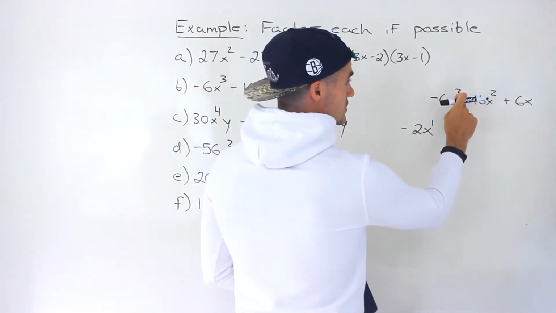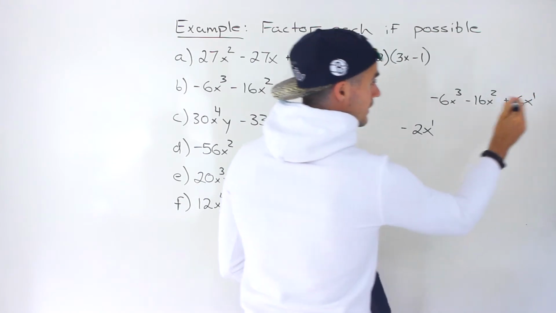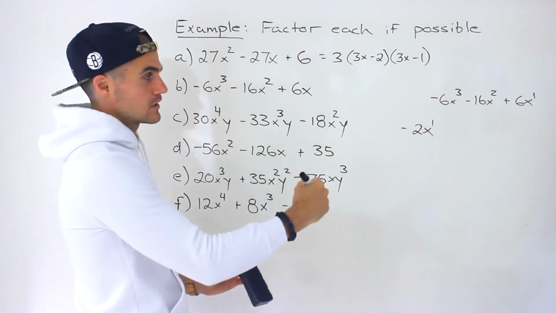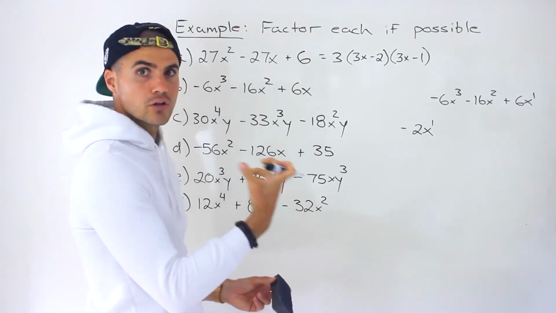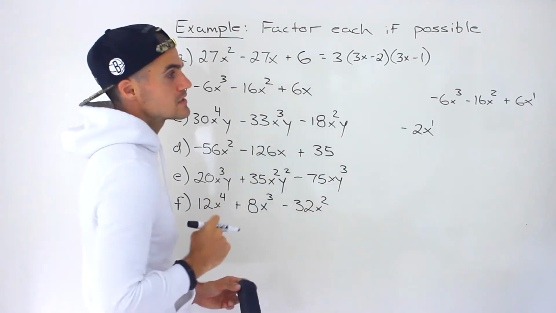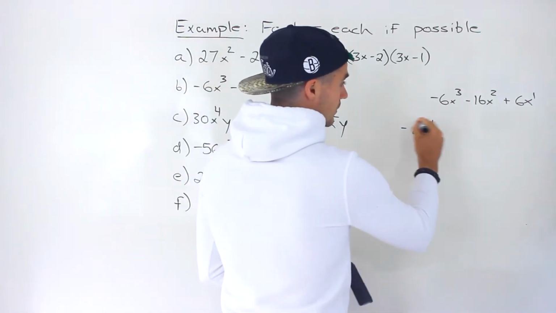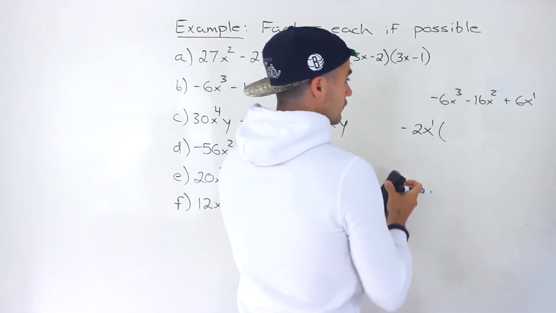Right? x to the power of 1. Sorry, I didn't mention that because we have x to the 3, 2, and 1. And if a variable is common in all the expressions, as we've shown in previous videos, we always take out that variable to the lowest exponent. And the lowest exponent in this case is 1. So we're going to take out -2x from all of these over here.